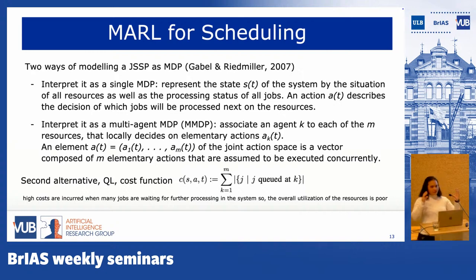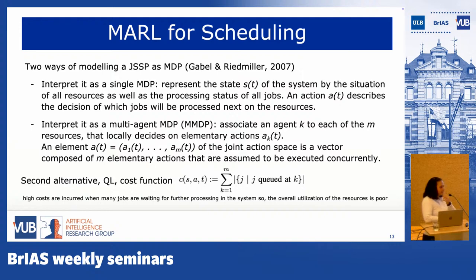So we can have a general, let's say, centralized point of view by representing the state of the system by the situation of all the resources as well as the processing status of all the jobs, or we can have an agent associated to each of the resources in your system, and this agent will locally decide on elementary actions. Then at the end, we could have a joint action space composed by the actions that all the agents can take into account.